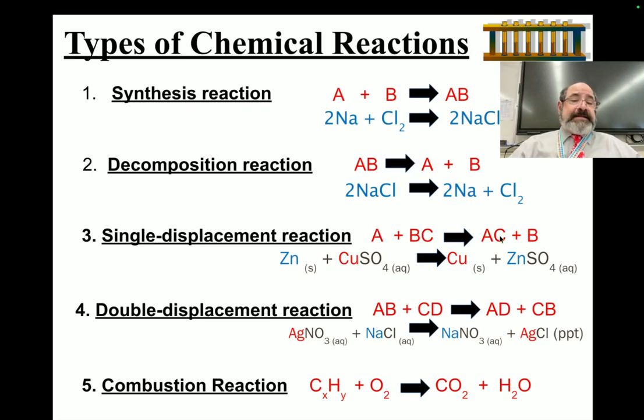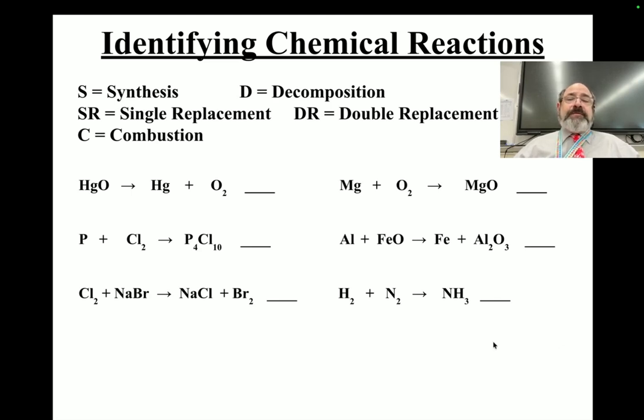So A plus BC makes AC and B. So one goes in, one comes out. Zinc is going in, copper is coming out. One in, one out. Double displacement, 2 in, 2 out. The 2 out, one of them happens to be a precipitate. Could be something else, but we'll see a lot of precipitates. And of course, the last one, combustion reactions. We've got C's and H's plus oxygen makes CO2 and H2O. And any number of C's and H's will be possible. Okay, so now we get to practice which one is which.